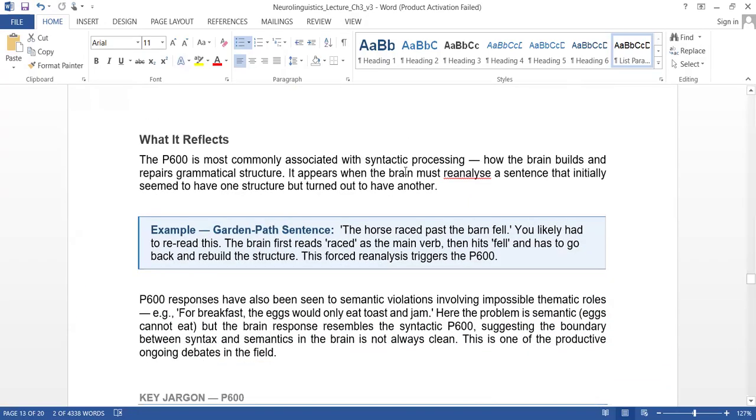The P600 is most commonly associated with syntactic processing, how the brain builds and repairs grammatical structure. It appears when the brain must reanalyze a sentence that initially seemed to have one structure but turned out to have another. Example, garden path sentence: the horse raced past the barn fell. You likely had to reread this. The brain first reads raced as the main verb, then hits fell and has to go back and rebuild the structure. This forced reanalysis triggers the P600.